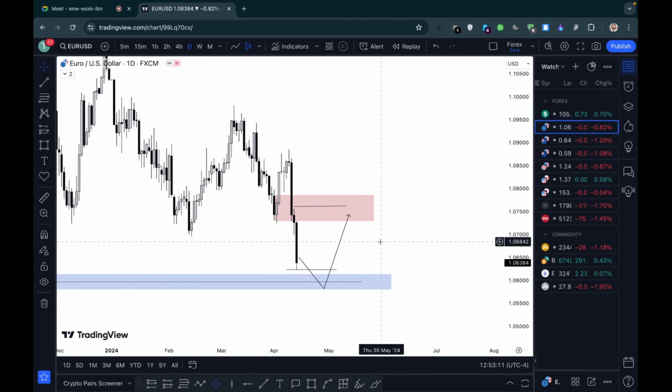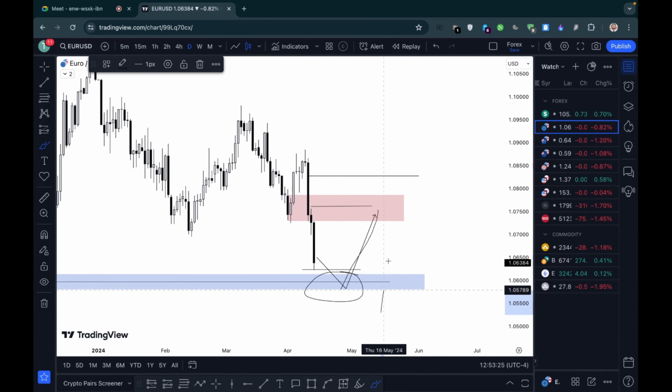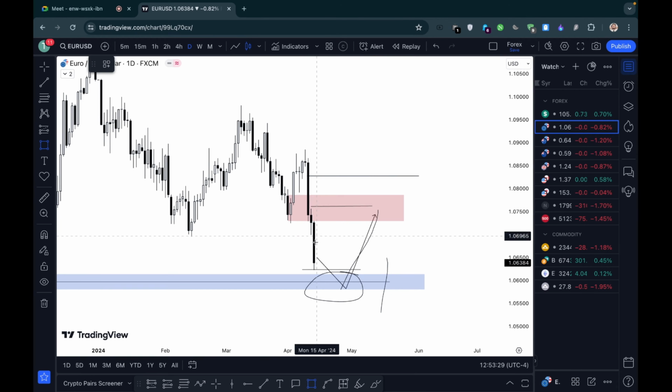Okay, so this can be a model, that is a gap to gap. We can target from this gap to this gap. Okay, this gap as well. And if you see on Monday, price consolidates. So just in case the price consolidates on Monday, that doesn't take out the previous week low, it forms an inside candle.